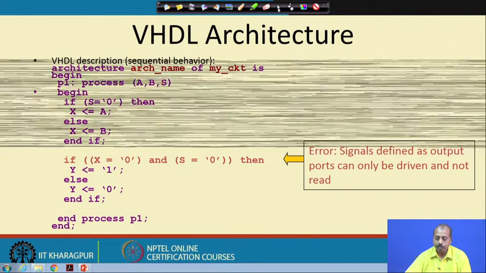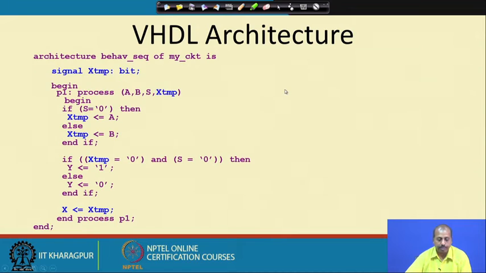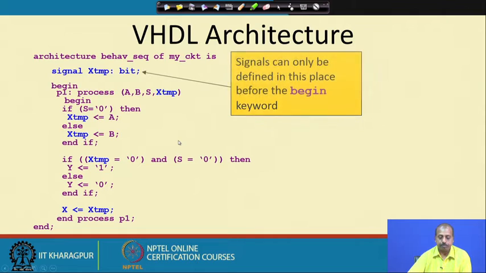So, if we follow that paradigm, then we can modify the design like this. Instead of x, we take another signal xtemp, and then the process description becomes like this: if s equal to 0, then xtemp equal to a, else xtemp equal to b, and if xtemp equal to 0 and s equal to 0, then we make y equal to 1, else y equal to 0, and finally, we transfer this xtemp value to x. So, that is a legal description. We can do this change.